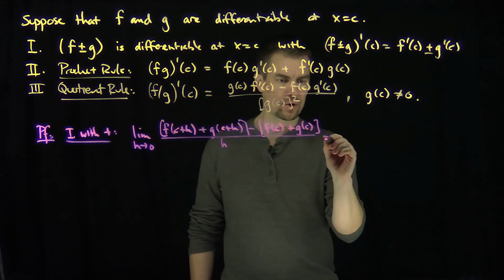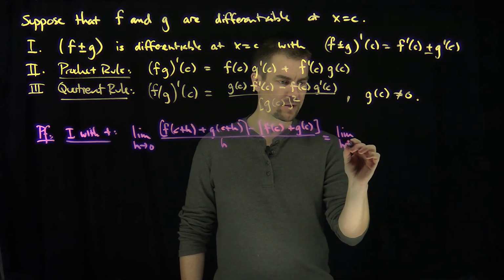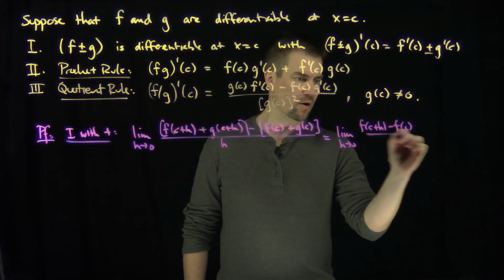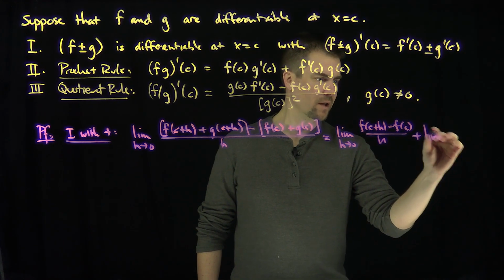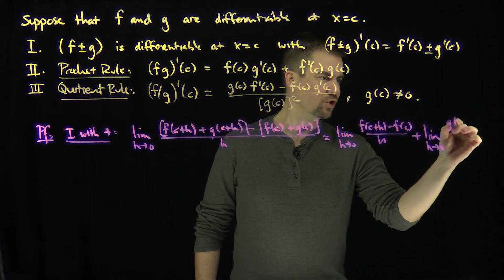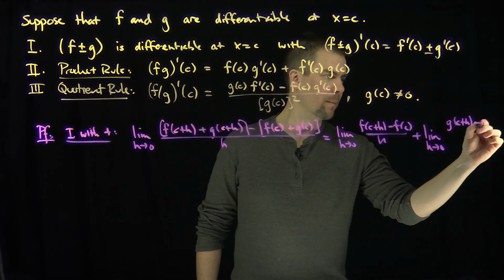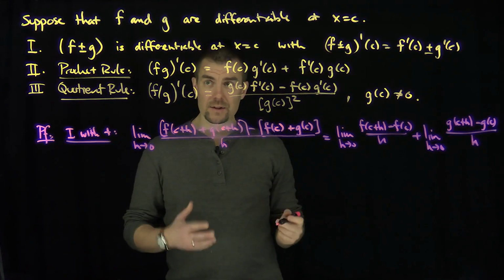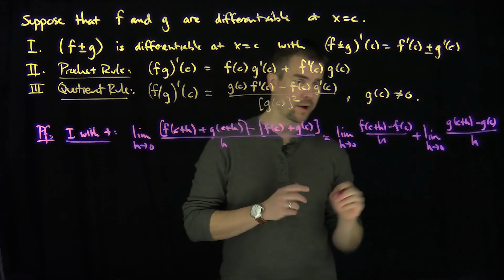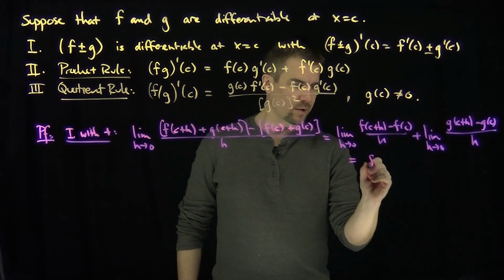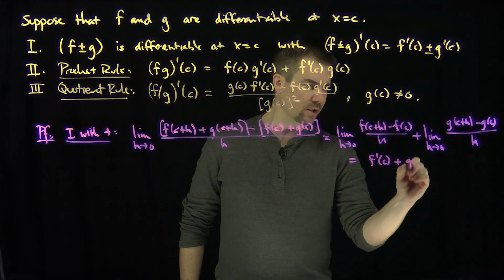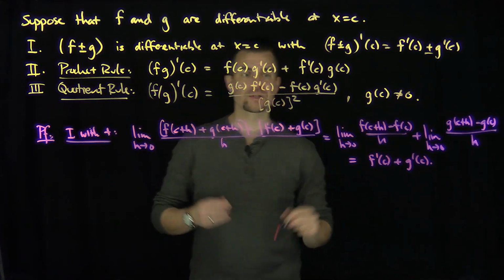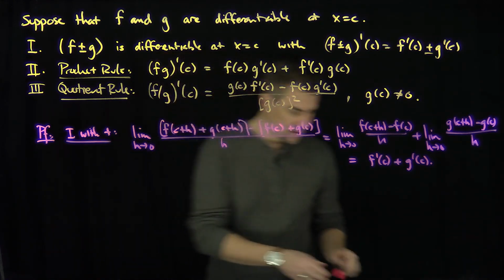Well, of course, we can break this into two limits: the limit as h goes to 0 of f of c plus h minus f of c over h, plus the limit as h goes to 0 of g of c plus h minus g of c all over h, since both those limits exist by the fact that f and g are differentiable at those points. And of course, this is equal to f prime of c plus g prime of c, and that gives us the proof of property 1 with plus. With minus is exactly the same. Now let's do the next proof.